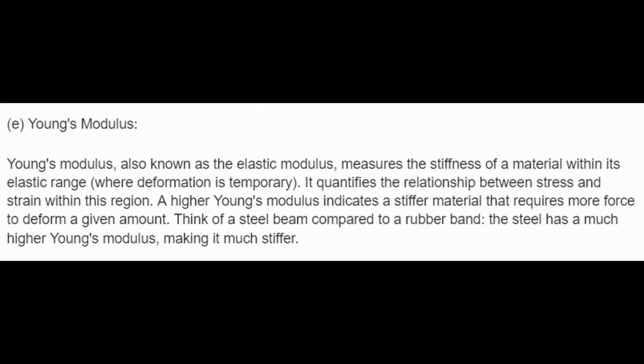E. Young's modulus. Young's modulus, also known as the elastic modulus, measures the stiffness of a material within its elastic range where deformation is temporary. It quantifies the relationship between stress and strain within this region. A higher Young's modulus indicates a stiffer material that requires more force to deform a given amount. Think of a steel beam compared to a rubber band. The steel has a much higher Young's modulus, making it much stiffer.